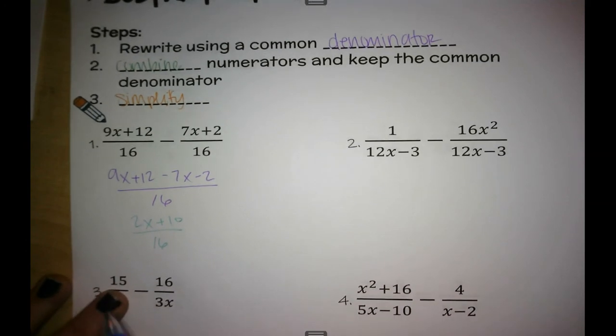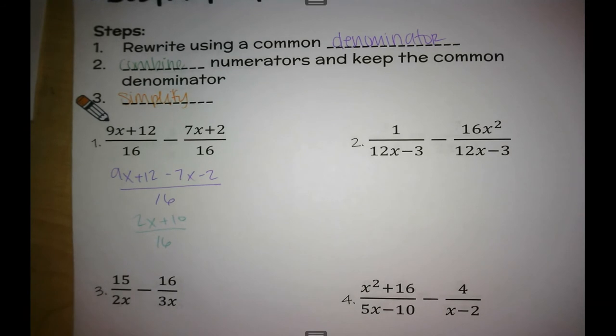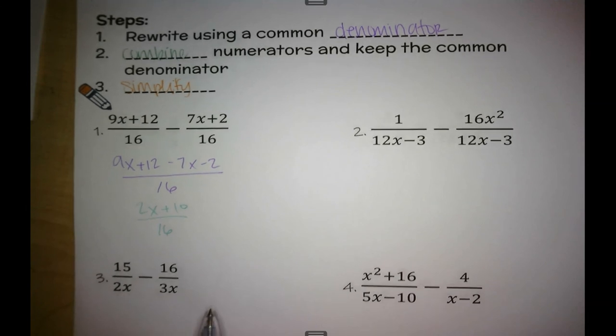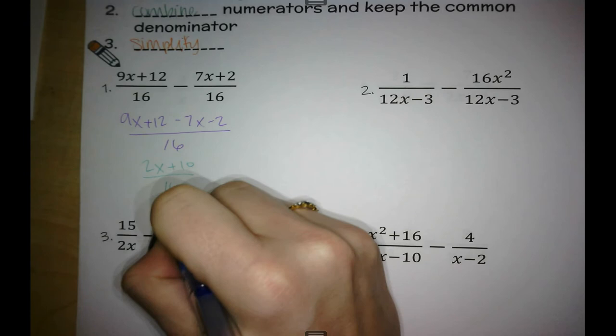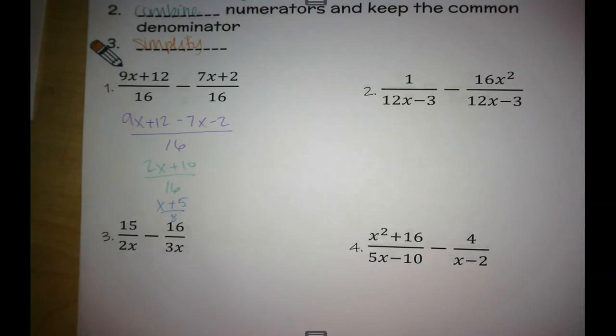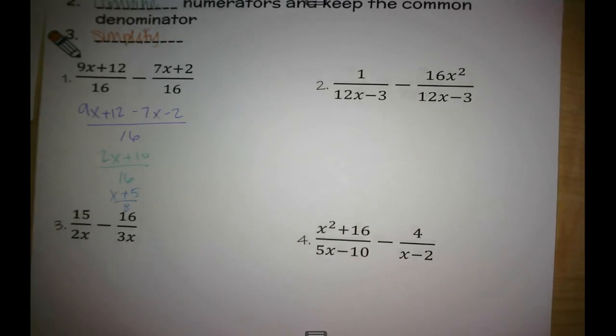We can keep simplifying this because each of these can be divisible by 2. So as an answer, you would take this divided by 2. That would leave me with x plus 5 over 8. You might need me to explain that a little bit further if you don't remember how to do that.